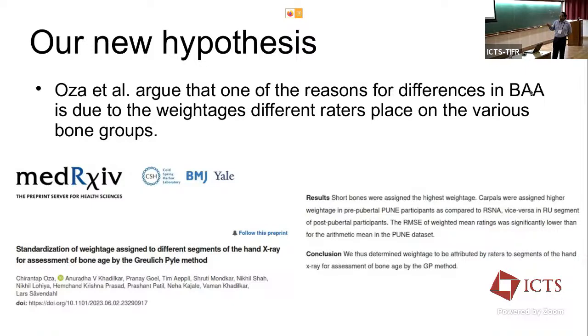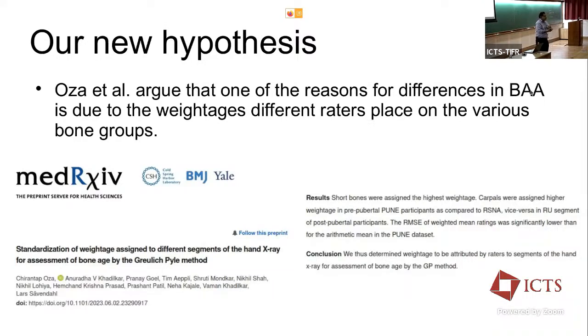So one of the reasons for the differences in BA is due to the weights that different raters place on the different regions of the hand while they're assessing. It's a subjective assessment. So imagine that you're taking a fresh X-ray and you compare it against plates. You've got a plate of a 120-month-old child, or a 132-month child, and the clinician is trying to compare it to see whether it matches this one or that one. And what if the rater subconsciously places emphasis on, say, the finger area or the wrist area much more than the other places?